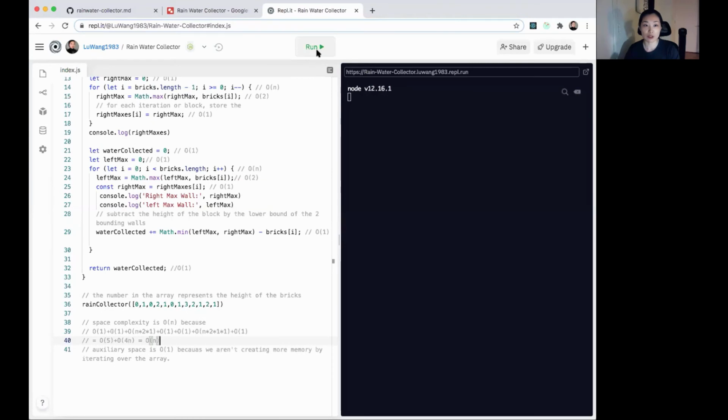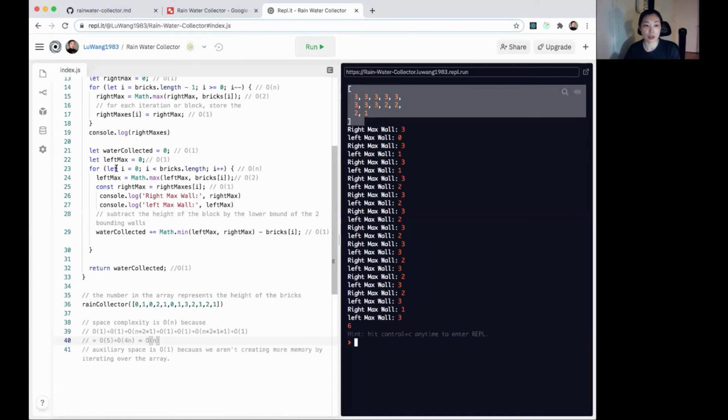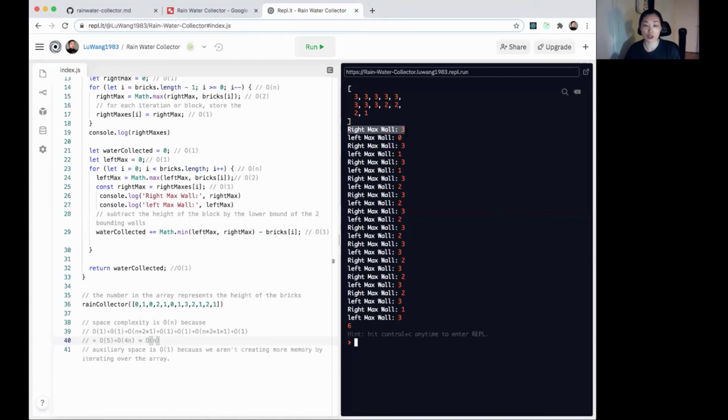If we run the function, this is basically the array of max right wall right here. And for each iteration in a second loop, this tells you what is the right max wall and what is the left max wall. So these two numbers are the bounding walls. And we pick the lower number between the two. And finally, this is our total volume of water collected.